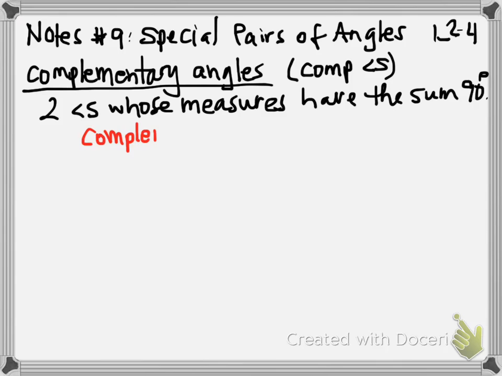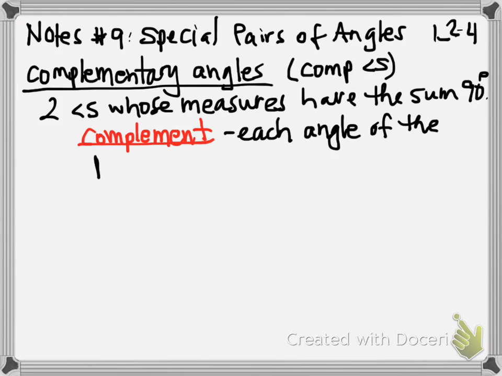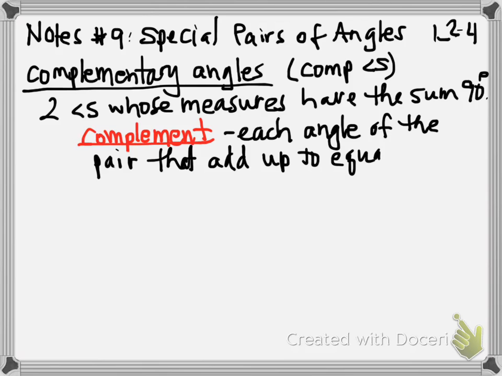So another vocab word, complement. And that would be each angle of the pair that add up to equal 90 degrees. Okay?